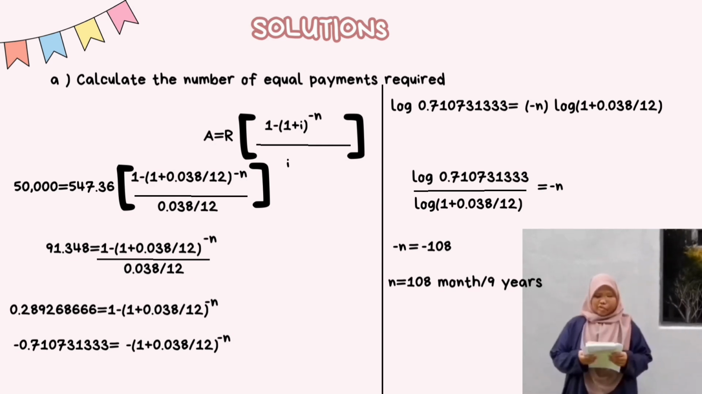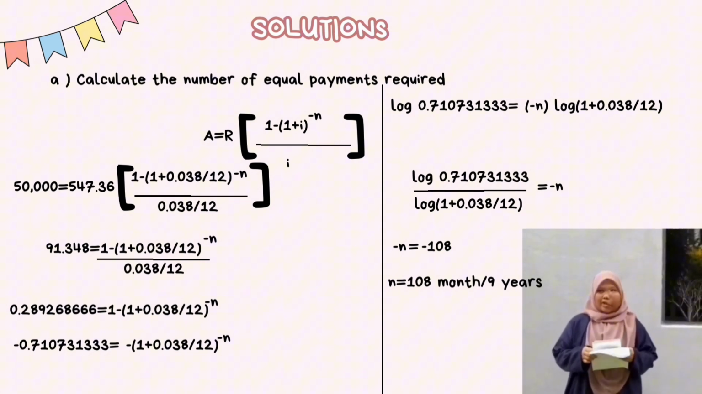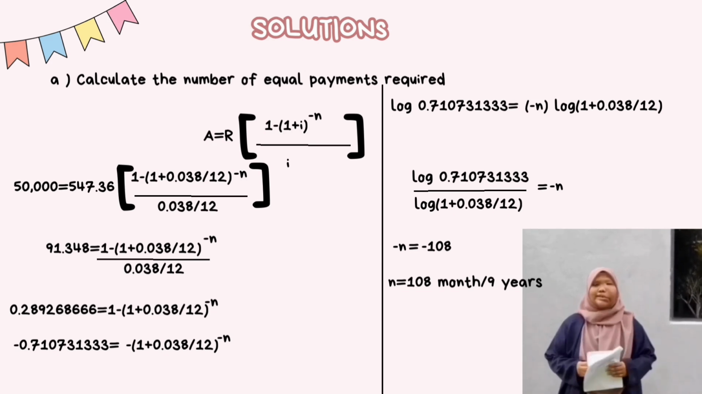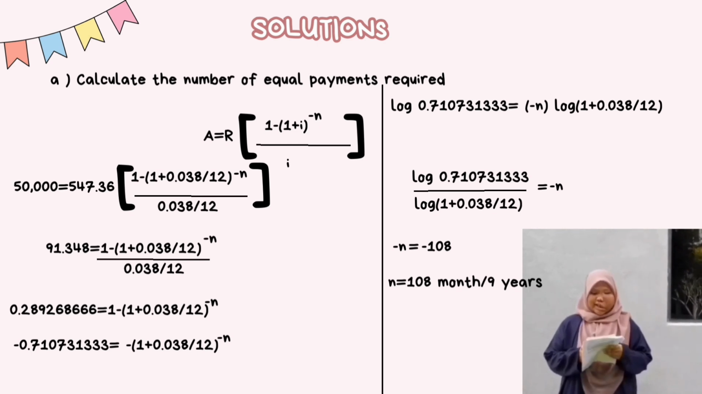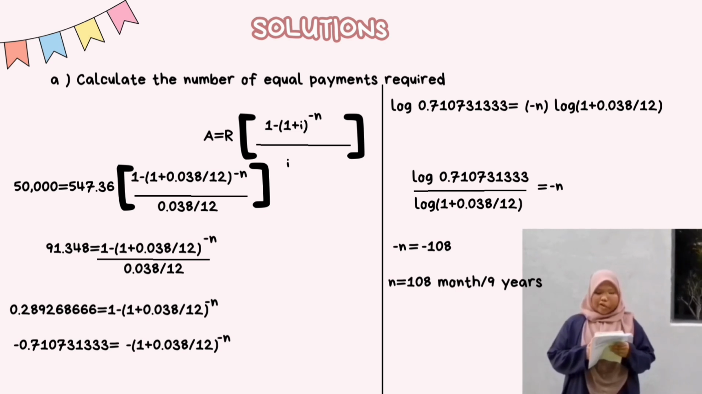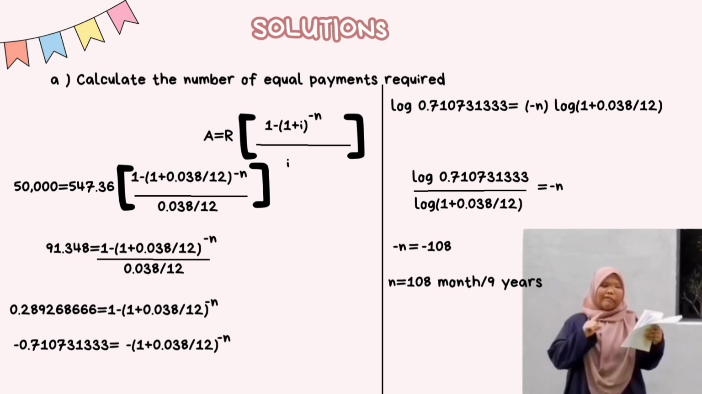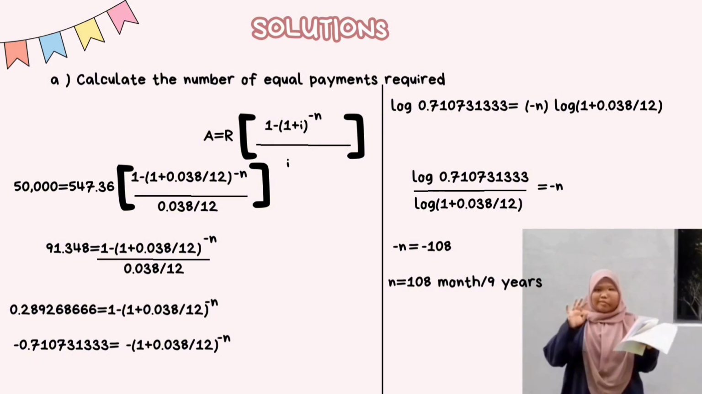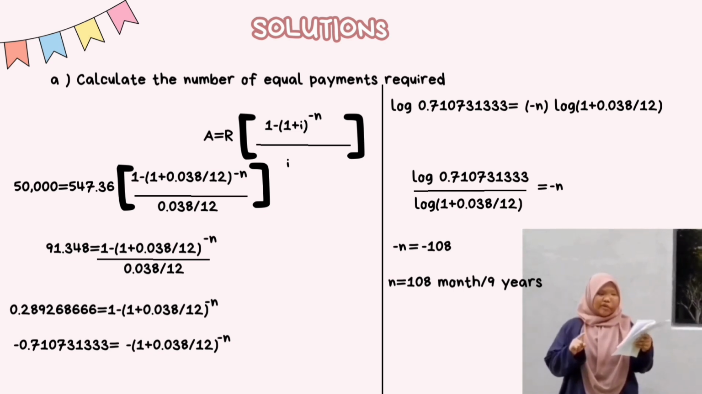So we have to use the formula A equals R, bracket 1 minus bracket 1 plus i close bracket to the power of negative n, divided by i close bracket. And we must find the negative n, which is the number of equal payments. So it makes 50,000 equals 547.36 bracket 1 minus bracket 1 plus 0.038 divided by 12 close bracket to the power of negative n divided by 0.038 divided by 12 close bracket. We move the 547.36 to the front, and it makes 50,000 divided by 547.36, and the answer is 91.348.